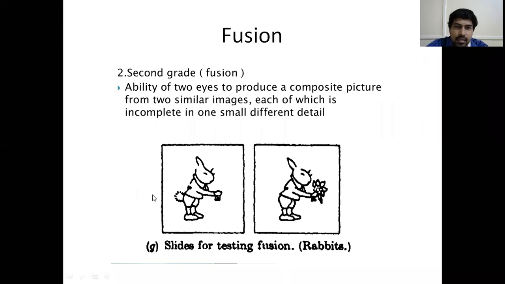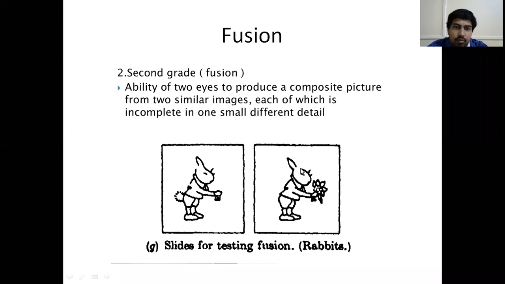What is fusion? Suppose two pictures of the same picture, but which are incomplete, are projected to both the eyes. For example, here there is a rabbit. It has one ear here. In this other picture, there is the other ear. Here the tail is present, here the tail is absent. Here the bouquet is absent, here the bouquet is present. So one picture has some parts and the other picture has other parts, but both are images of the same picture. If this is shown to the right eye and this is shown to the left eye, then both are interpreted by the brain as one single image, as if a rabbit with a tail and holding a bouquet, with two ears.